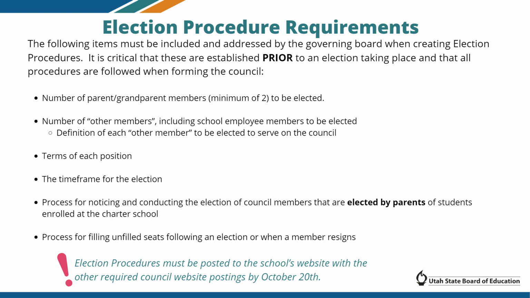And finally, the procedure made by the governing board must address the process for filling unfilled seats following an election or when a member resigns. It is critical that these parameters are established prior to an election and all procedures are followed. The election procedure must be posted on the school's website with the other required website postings by October 20th.